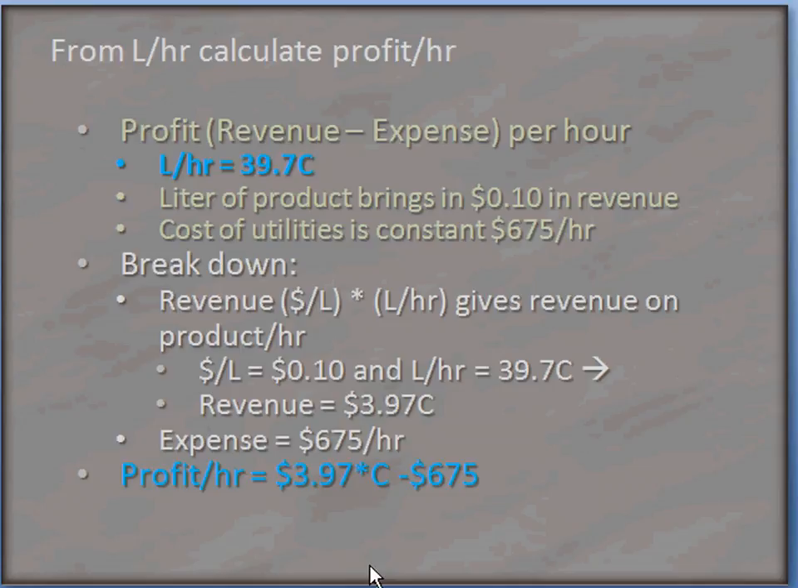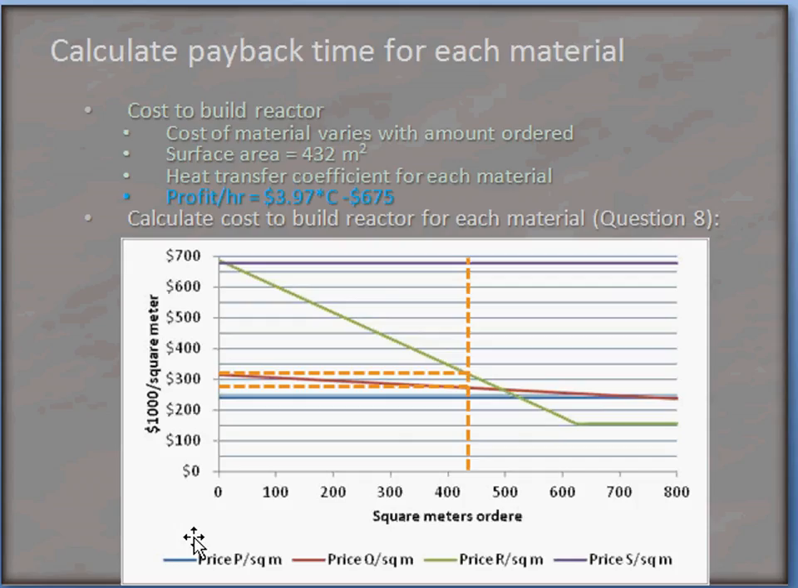From liters per hour, we can calculate profit per hour. The profit is equal to the revenue minus the expense. We have liters per hour from the previous module, and we know how much revenue is brought in per liter. So we can multiply revenue by the number of liters per hour produced to obtain a revenue of $3.97 times C per hour. And we know that our expense is fixed at $675 per hour. So our profit is $3.97 times C minus $675.